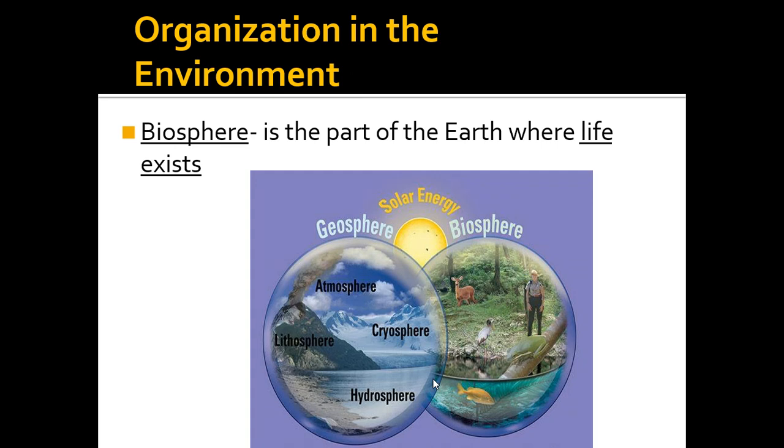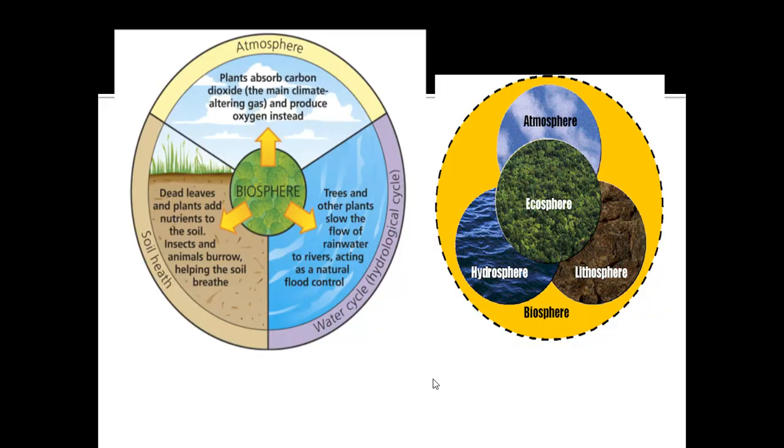Okay. And then we have the biosphere. This is the part of the Earth where life exists. And so remember, the biosphere was just one of those four spheres that we studied, and the biosphere is going to be affected by the atmosphere, the hydrosphere, and the lithosphere. And we need all those other three spheres to help keep the biosphere alive.